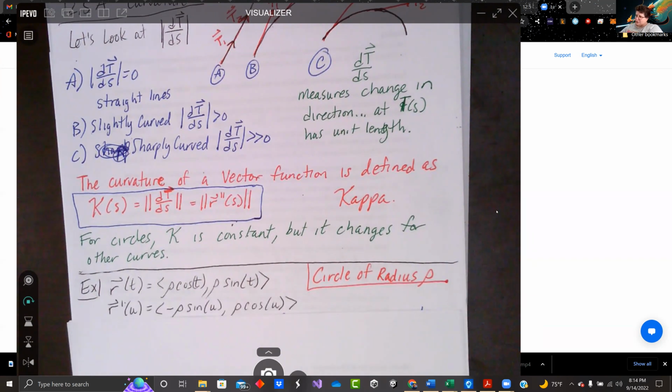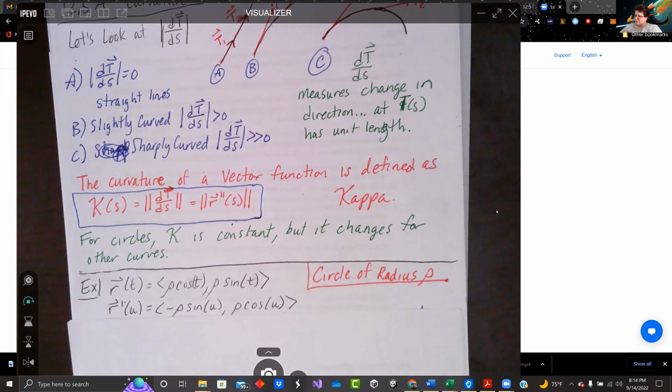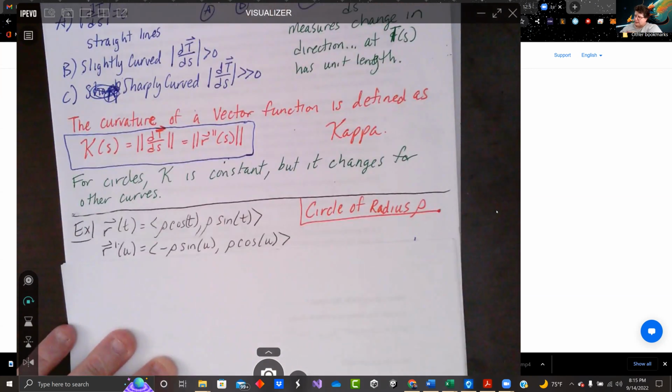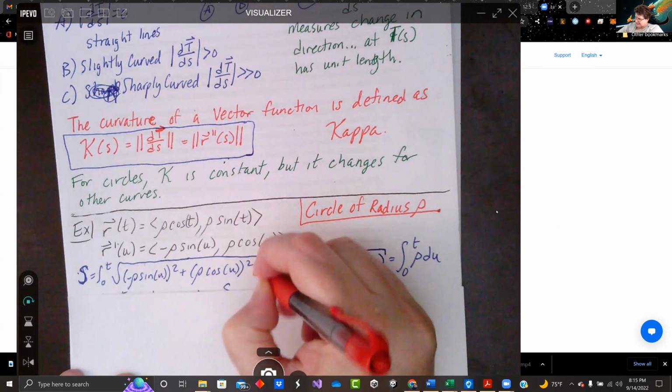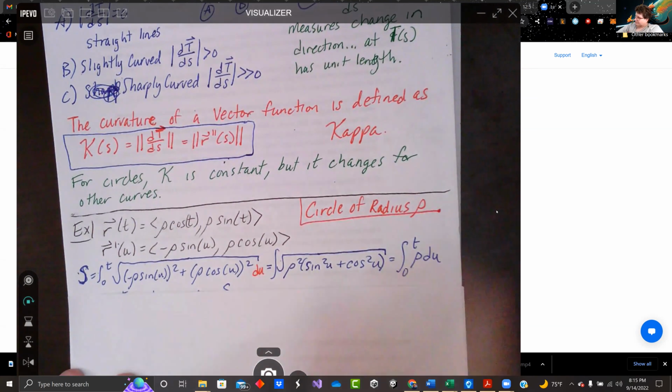If we want to get this r double prime of s, we need to first convert to s. So if we take the derivative and treat the variable as u, then we can find the arc length. We get negative rho sine u, rho cosine u. We take the magnitude of that. The magnitude of dr/du is what we put into our arc length formula. That should have a du right here, and it doesn't. It should have a du right there too.